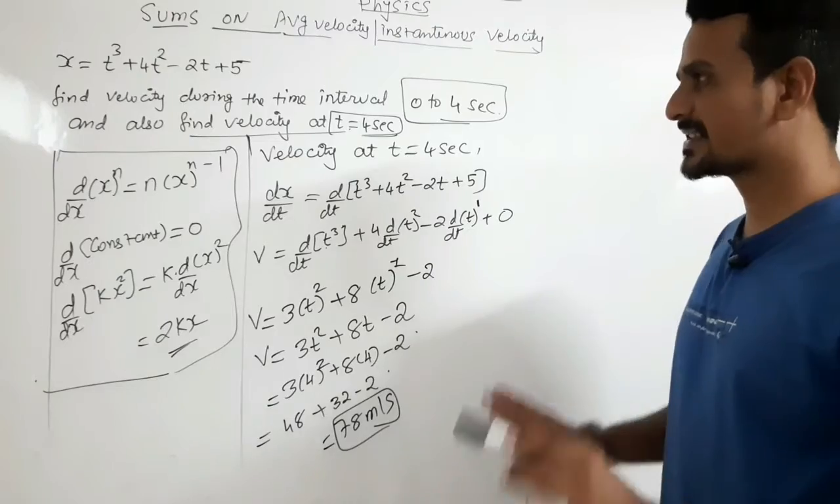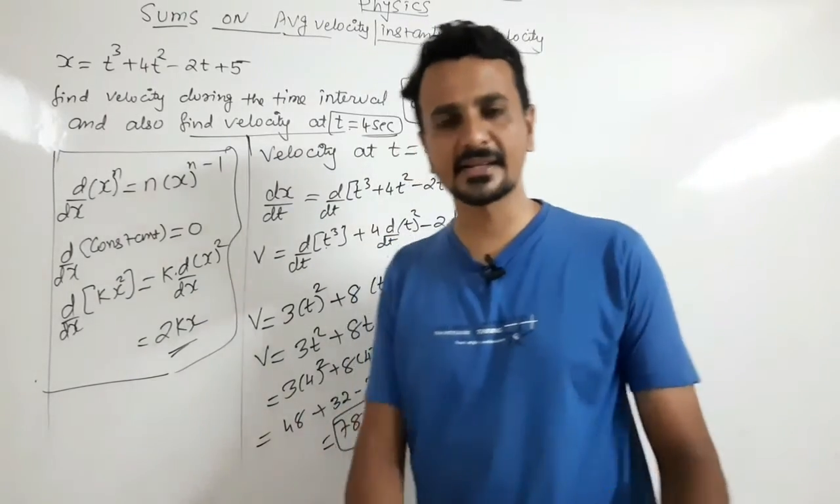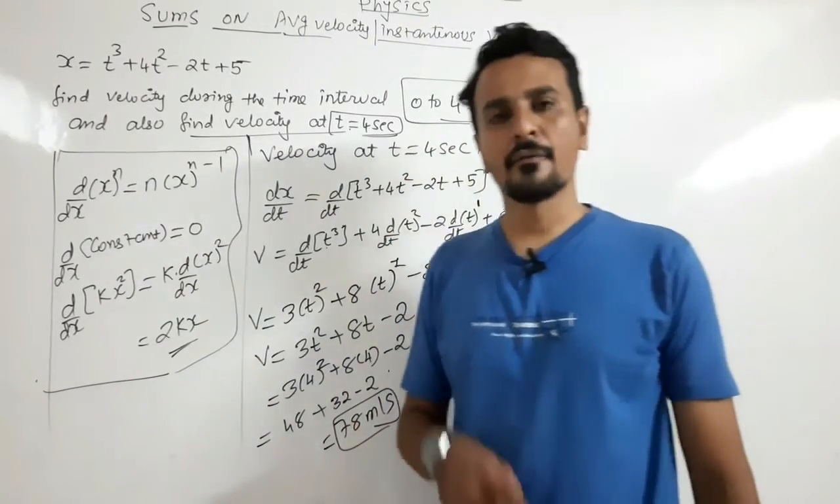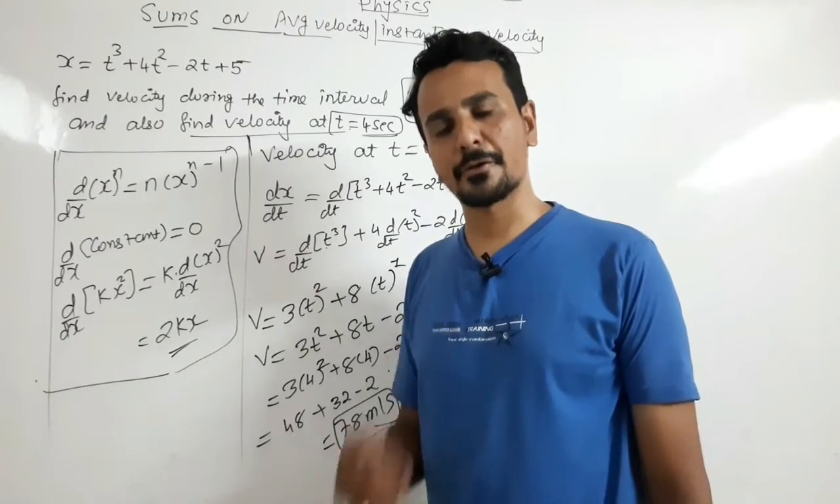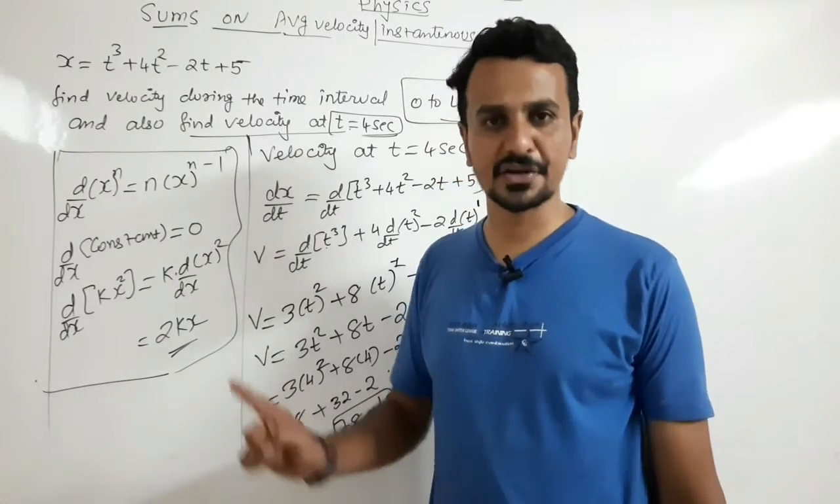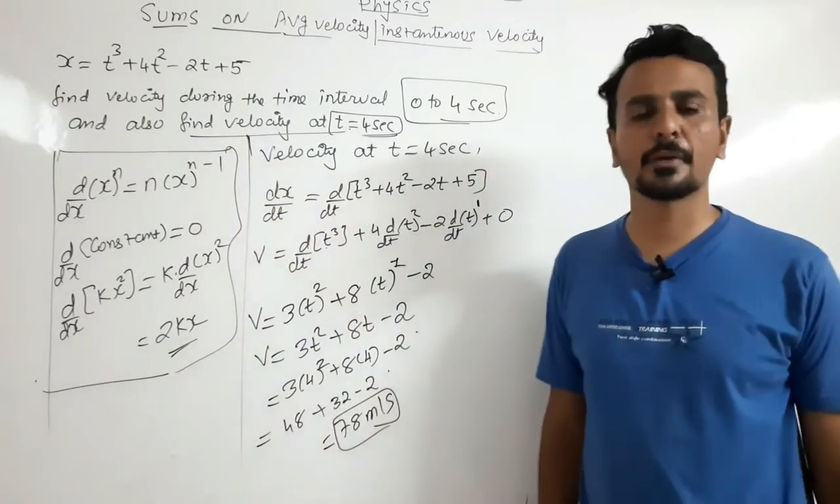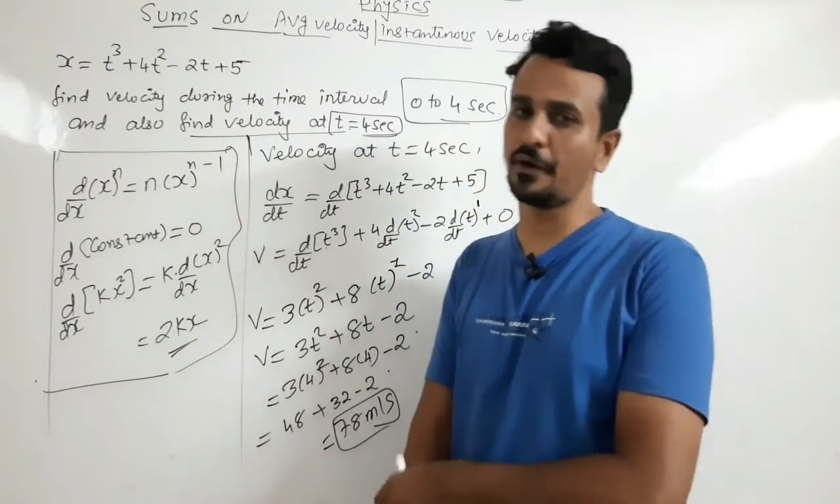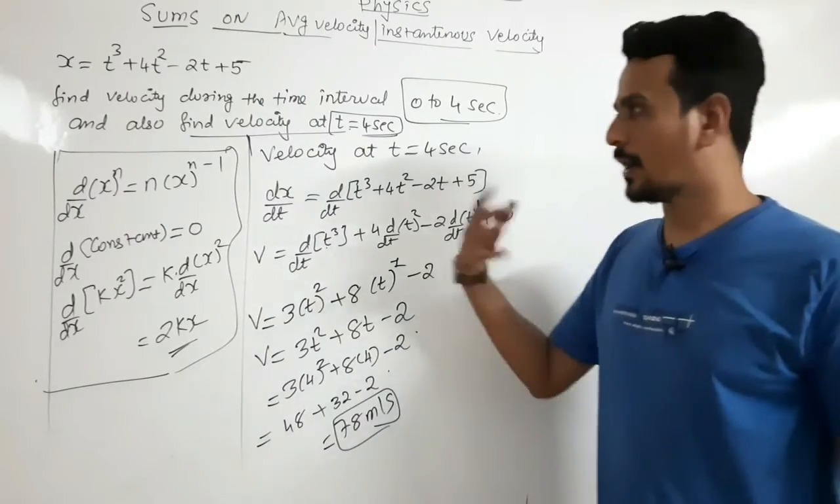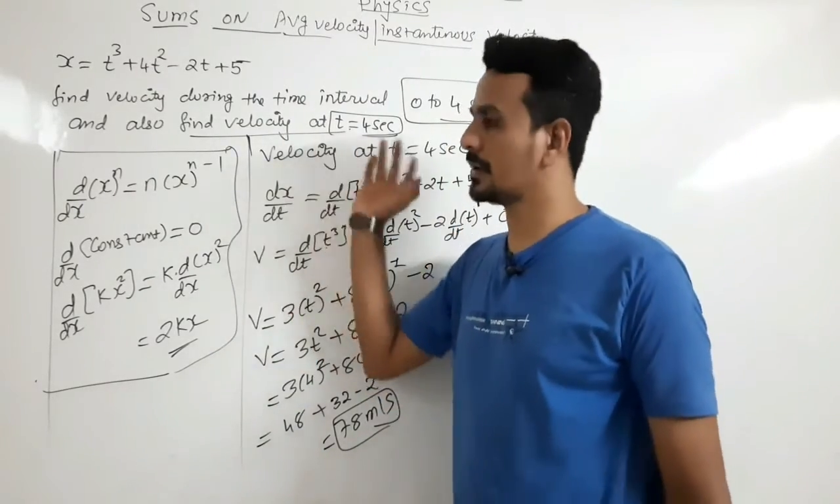Right? So the basic difference in calculating average and instantaneous velocity is, whenever you are supposed to calculate average velocity, do not differentiate the position of the particle, right? And if you are asked to calculate instantaneous velocity, always go for differentiation. Clear? Now we will see one more example based on the same concept.